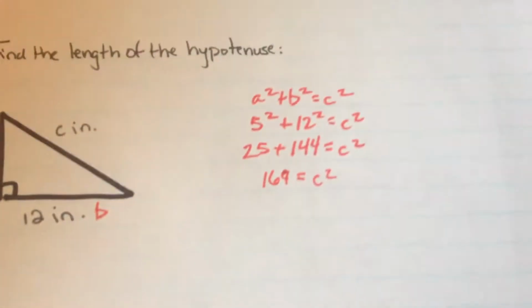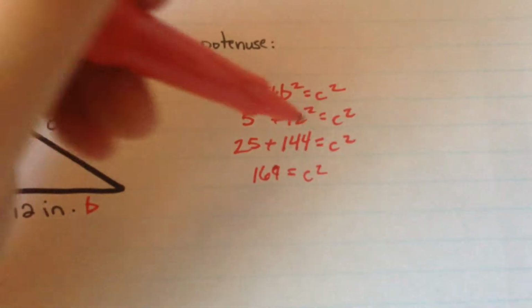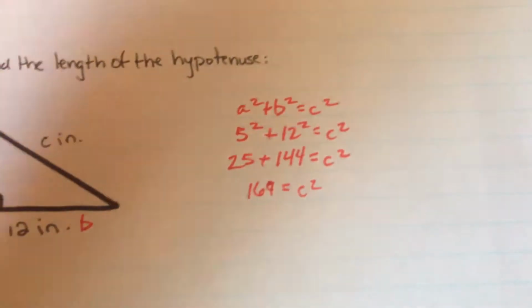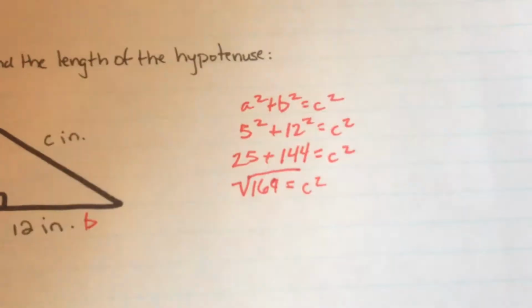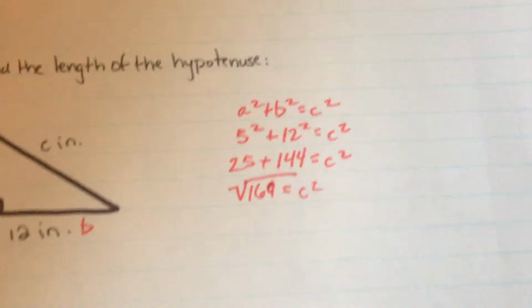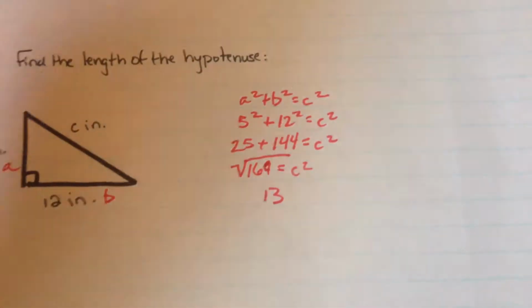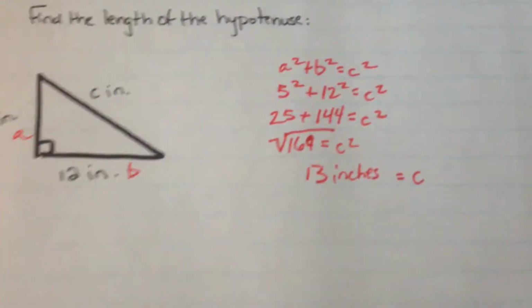And we're still trying to get the C on its own. So how will we do that? To get rid of the squared, we square root 169. And the square root of 169 is 13. And our measurement is inches, so we're just going to put 13 inches equals C, or your hypotenuse.